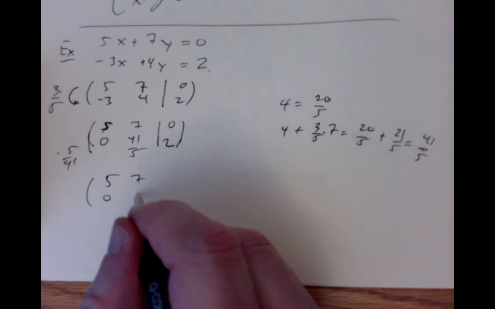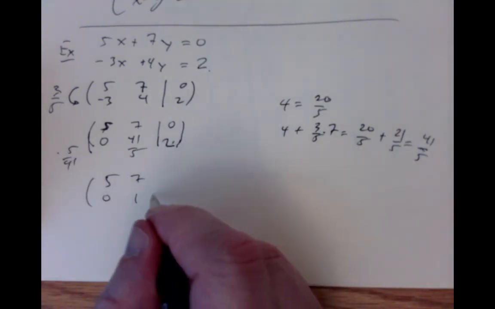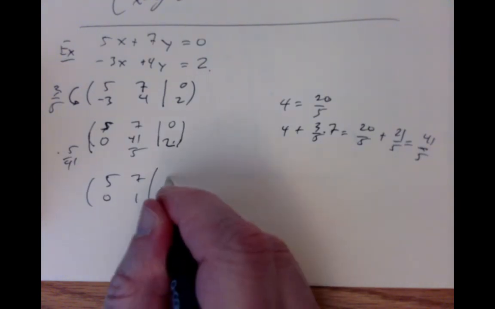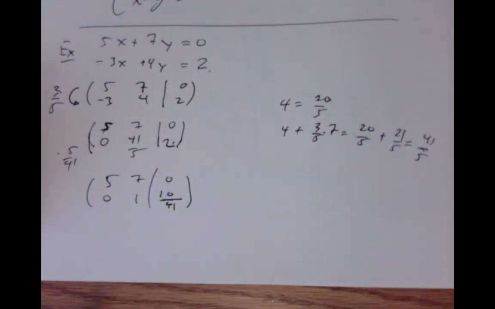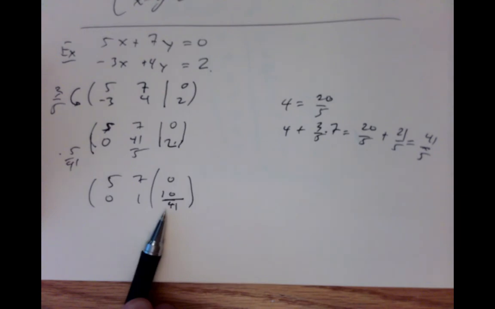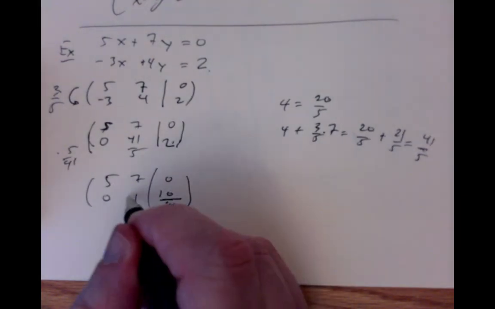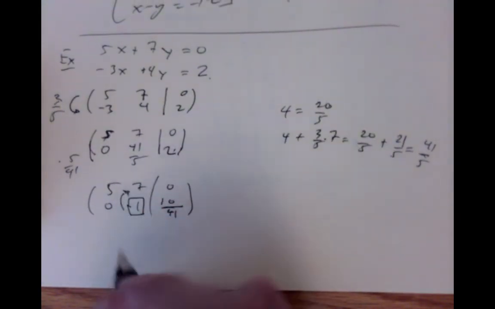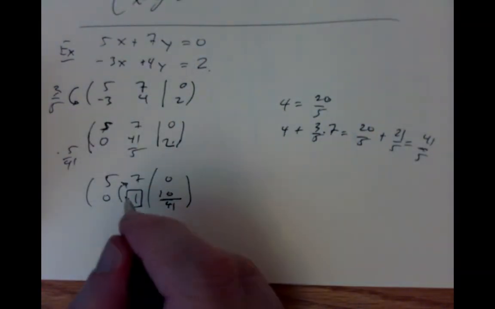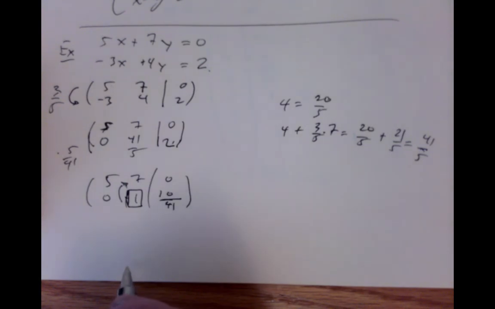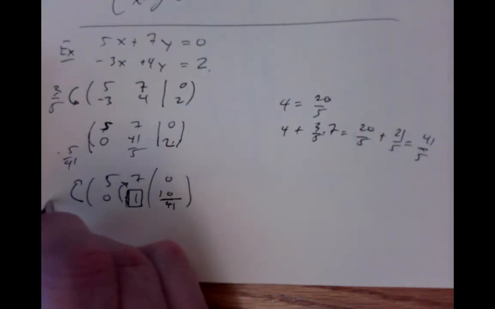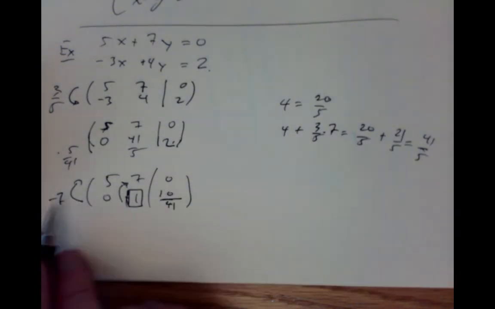That should give me 1, and then this should give me 10 over 41, I think, and 0 here. And then I've still got to get this thing. So this thing can now simplify this guy. So this 1 here can be used to kill off the 7 here. That's the philosophy. We'll go into more detail next time what choices I'm making and why. But let's get the 1 to kill the 7 by saying I'm going to do minus 7 of this row to this row.